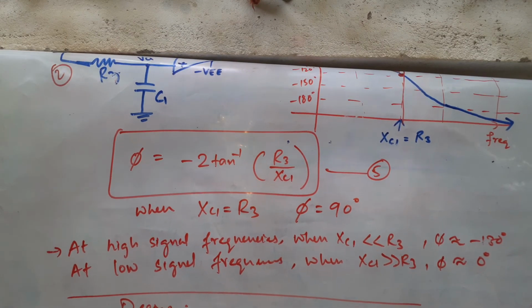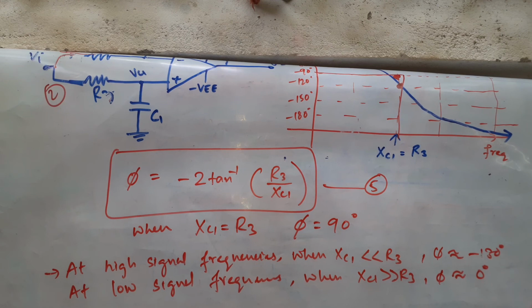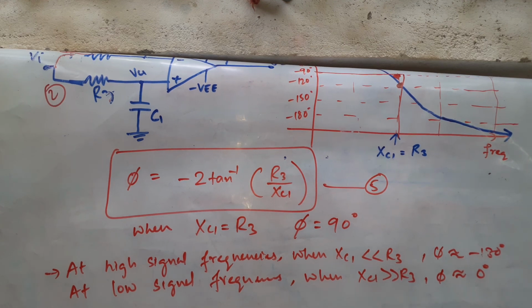So with this, your active filters part of your module, the half portion of your module ends. So next class we will start with voltage regulators. Okay. Till then, thank you.